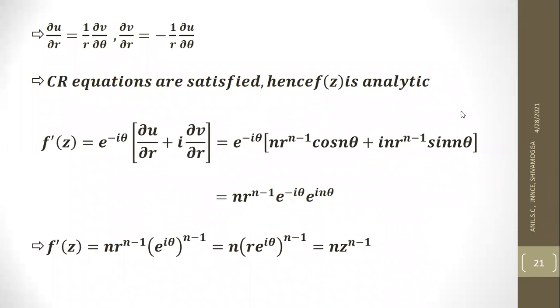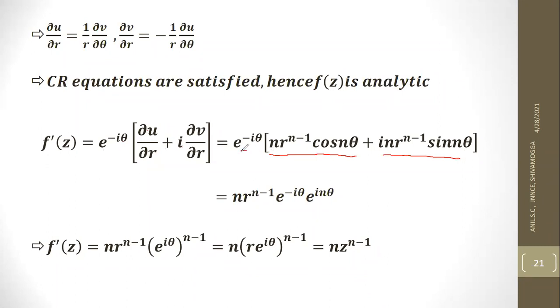Now we shall find the derivative. In case of polar form, f dash z is given by e power minus I theta into del u by del r plus I into del v by del r. This is a known expression. Make these substitutions. We just obtained that del u by del r is equal to n into r power n minus 1 into cos n theta, plus I into del v by del r, which is n into r power n minus 1 into sin n theta. The rest is very simple.